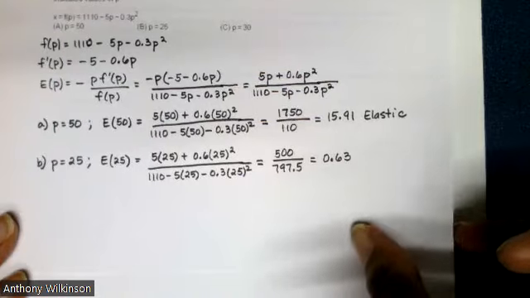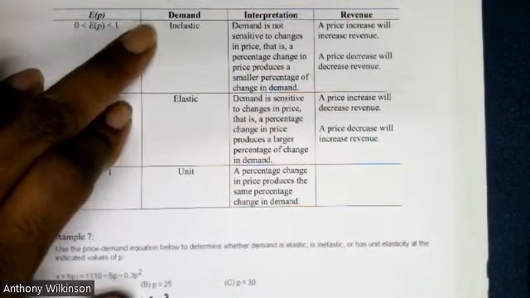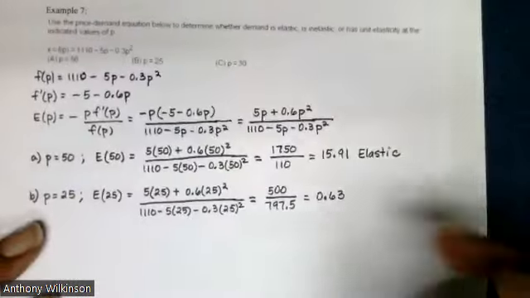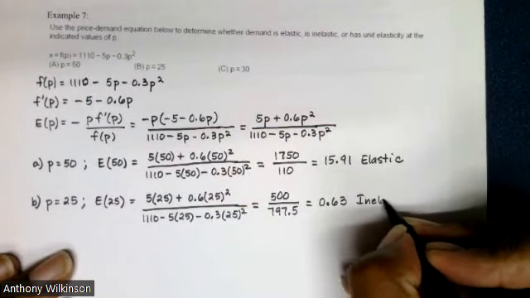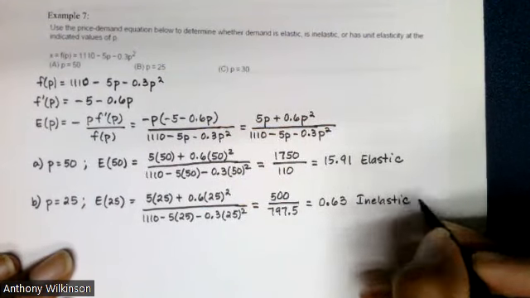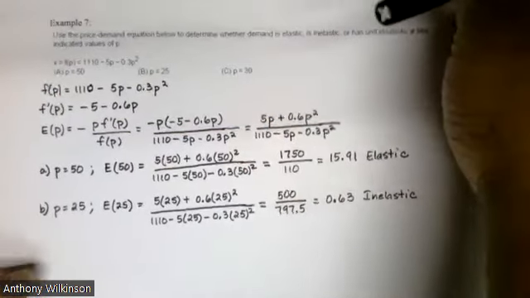Okay. And if I look at that table that I have up here, 0.63 is between 0 and 1. So the demand there would be inelastic. What that means there is that the demand is not sensitive to changes in price, meaning that a percentage change in price produces a smaller percentage of change in demand. Okay.